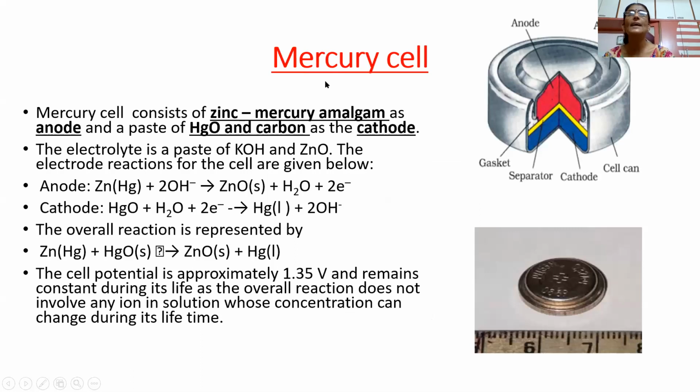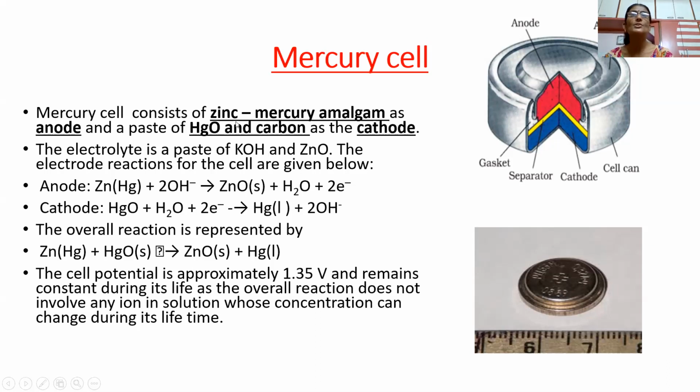Now the second primary cell is the mercury cell, which we also call a button cell. See this type of cell, maybe you have seen this in wrist watches, in small appliances where it is used. This is called the mercury cell. Now which is the cathode, which is the anode, and how does this mercury cell work.